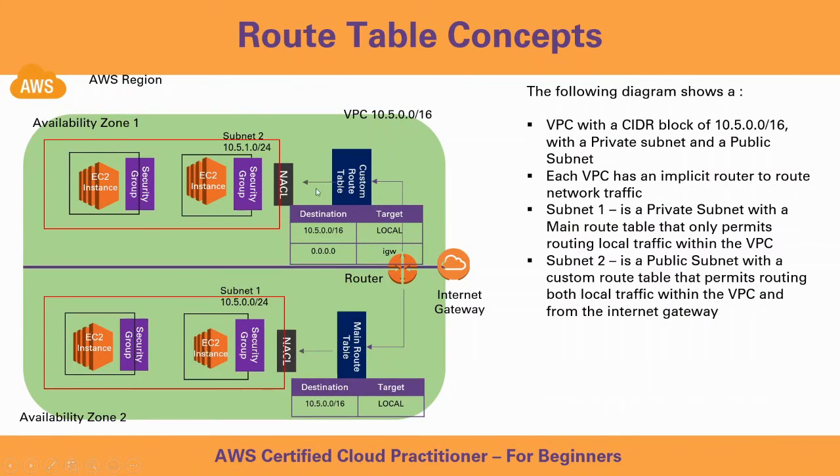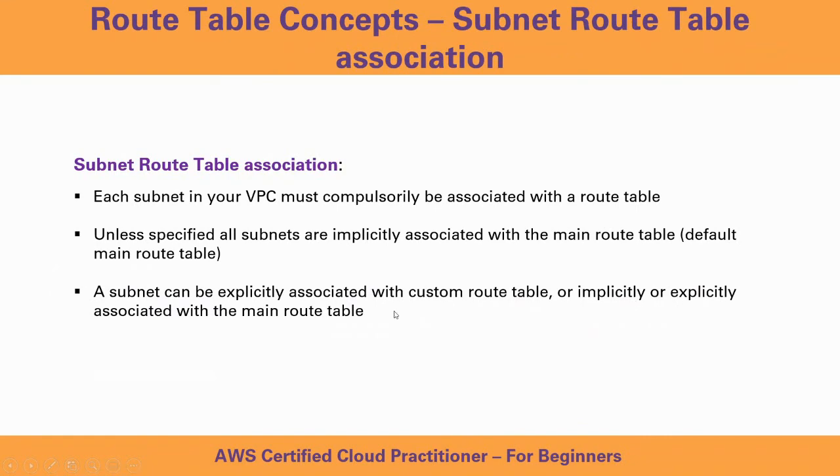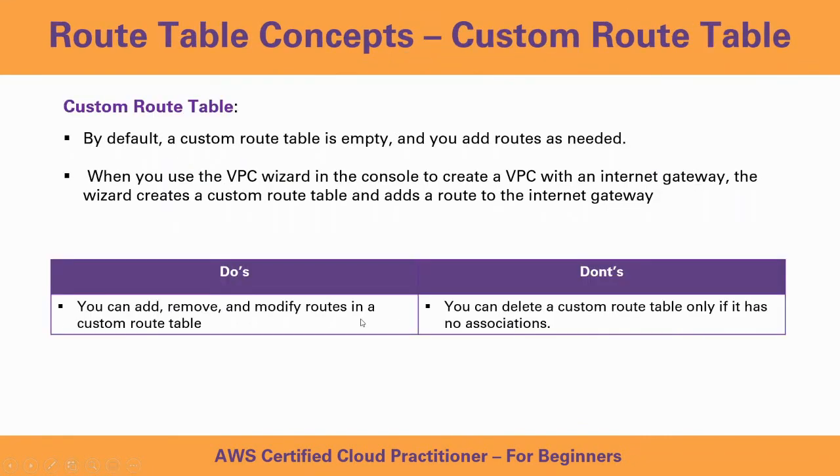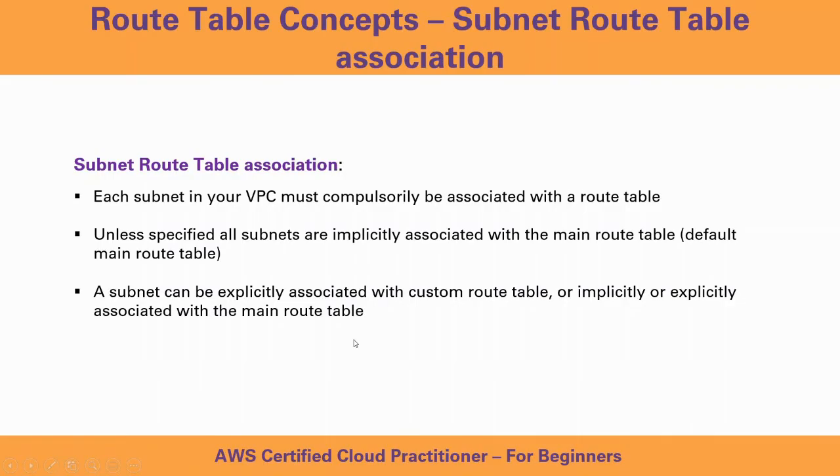This subnet 2 was explicitly associated with this custom route table, and in the case of subnet 1, it was just associated with the default main route table, which is not connected to any internet gateway. So this ends our review of route tables.